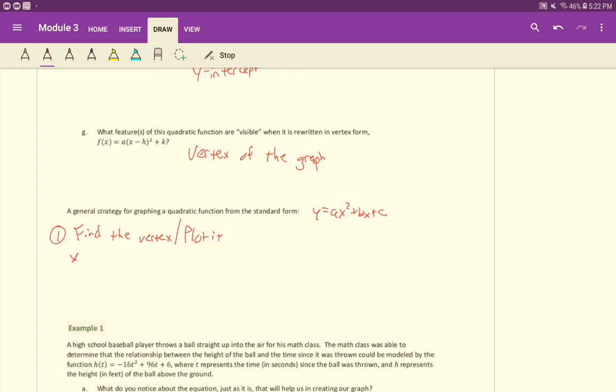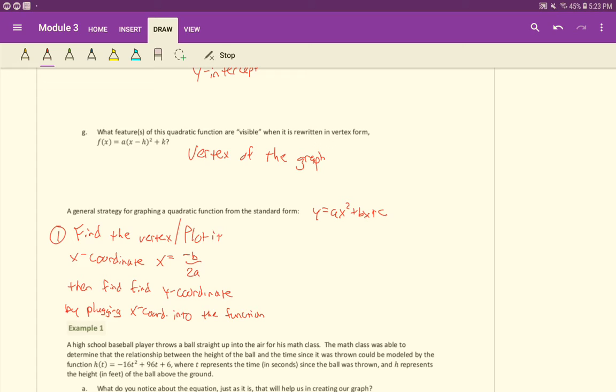Well, the x coordinate will always be x equals negative b over 2a. Once you find the x coordinate, then find the matching y coordinate, by plugging the x coordinate into the function. Okay, it's a lot of steps, but that first step is crucial.